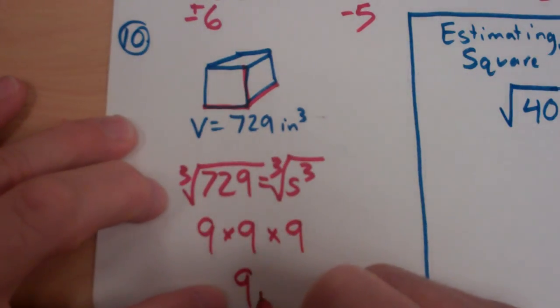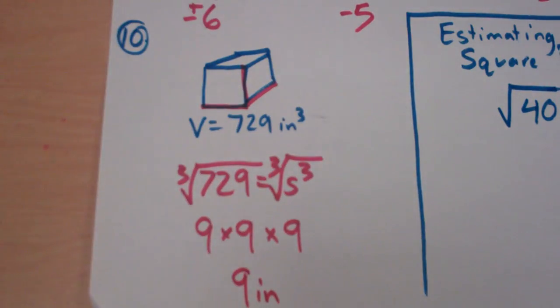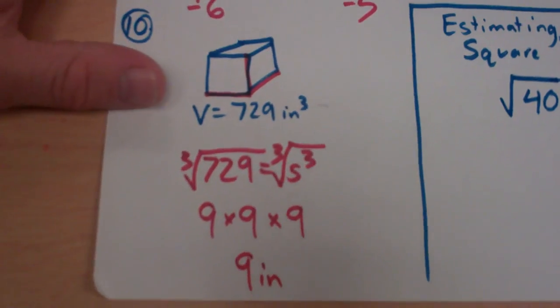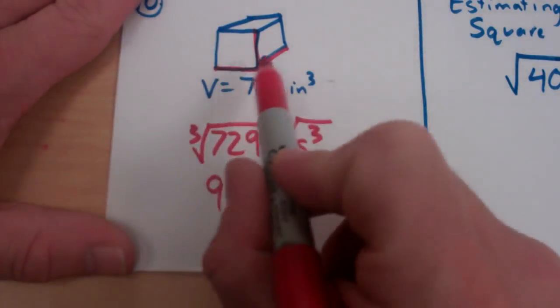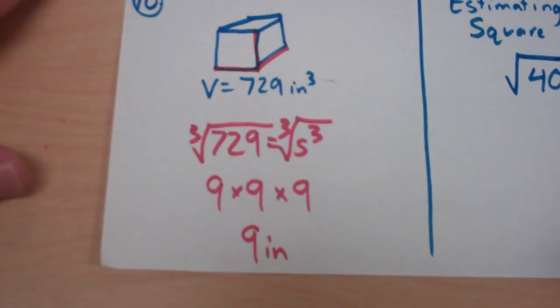Why? Because does it make any sense? Although, oh well, we're on a cube root anyway, so I guess it doesn't make sense to have a negative either. But could you have negative 9 inches on a box? No, that doesn't make sense.